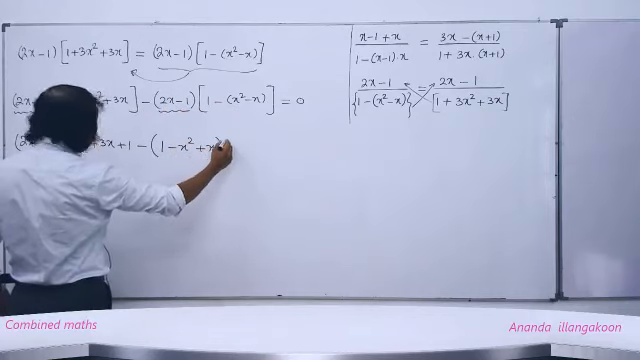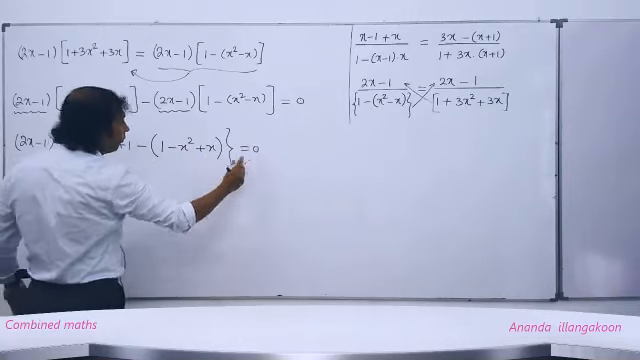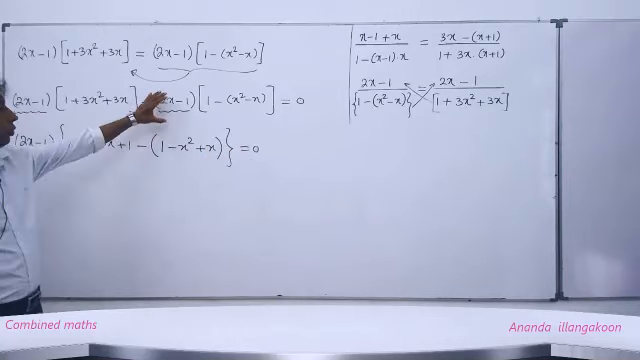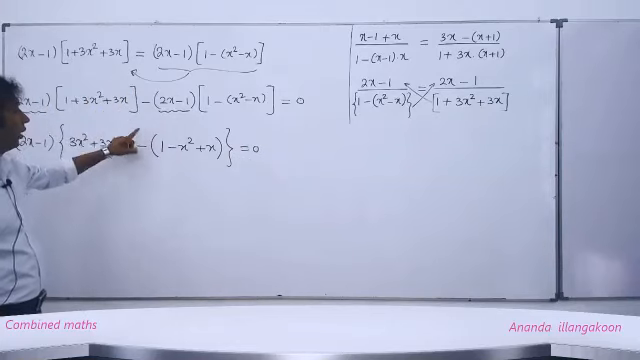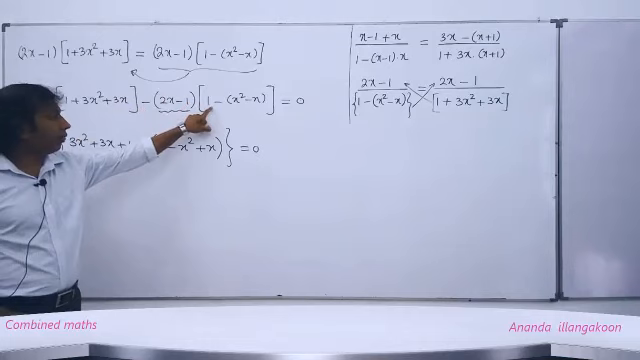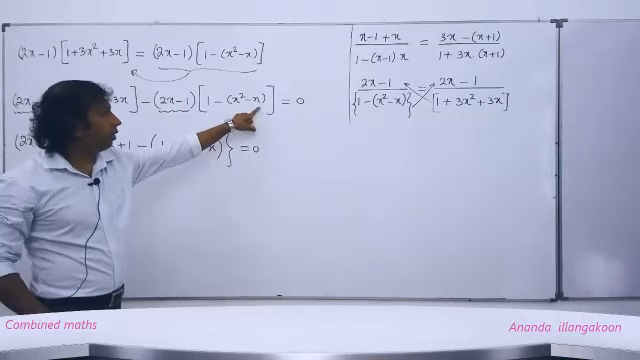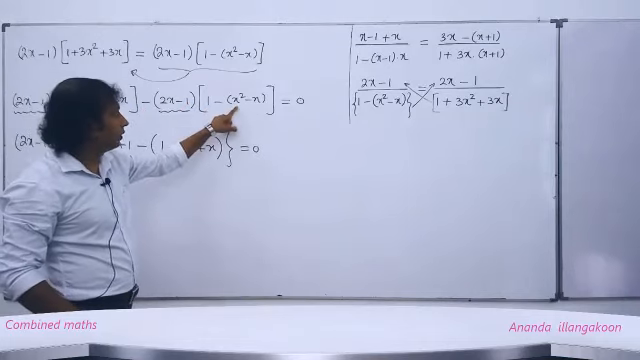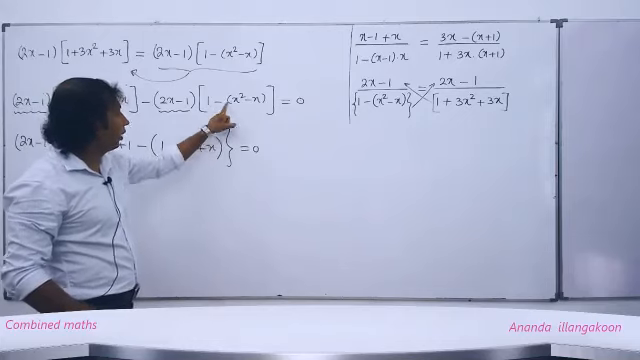Okay, now people, equals 0. Why did we take this 2x minus 1 out? And here we have a minus sign. After the minus sign, we have this bracket. Within this bracket, I removed it by multiplying by the minus sign. You get minus x squared, minus minus plus x.